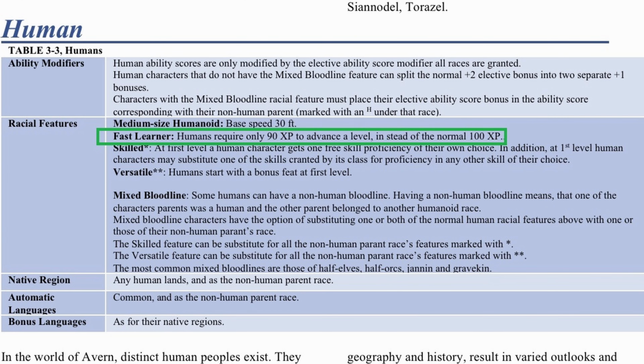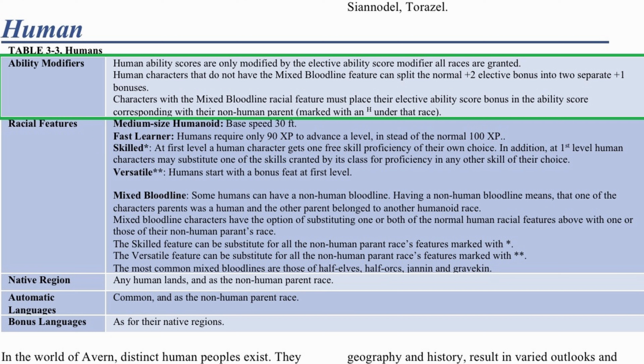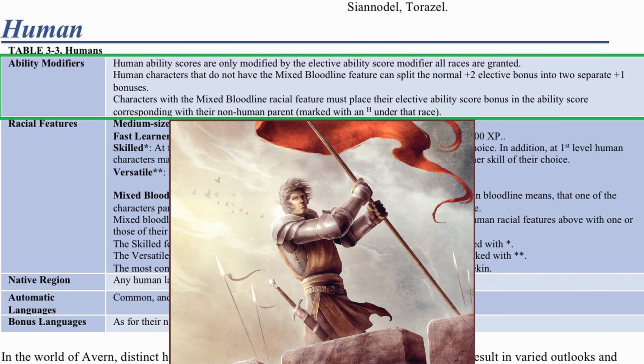Now we have come to the versatile humans, known for their adaptability and quick thinking. Humans possess no racial ability modifiers. Human ability scores are only modified by the elective ability score modifier granted to all races. However, this elective modifier is handled differently for humans. For one thing, humans may divide the +2 modifier into 2 separate +1 modifiers, thereby granting humans additional flexibility. Also, humans with the mixed blood racial feature may only place that otherwise elective bonus in the dominant ability score for their non-human parent races.